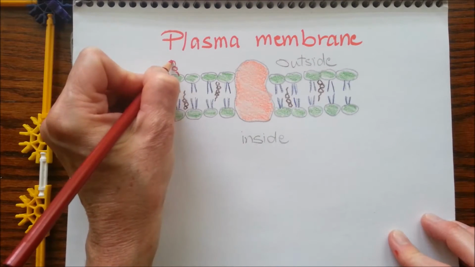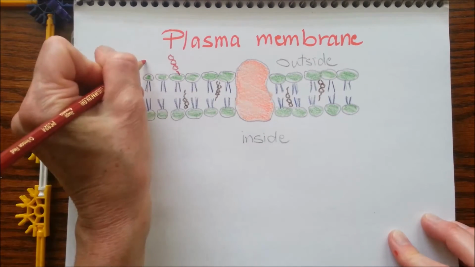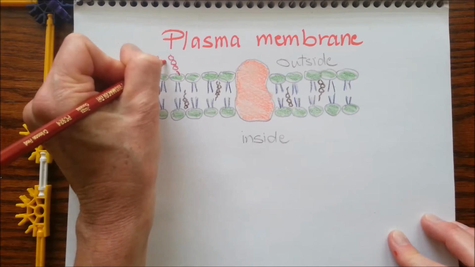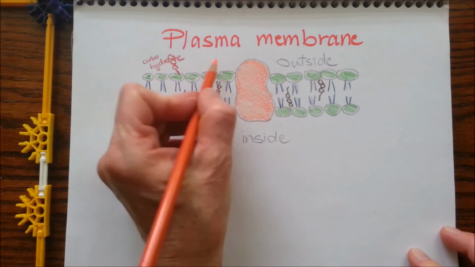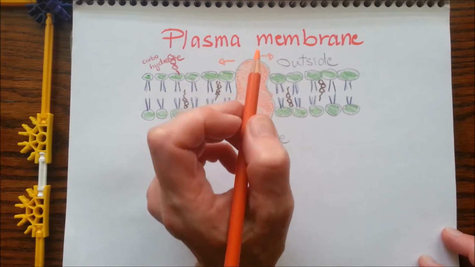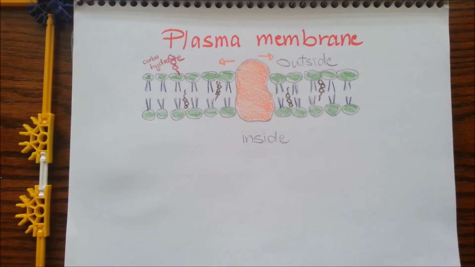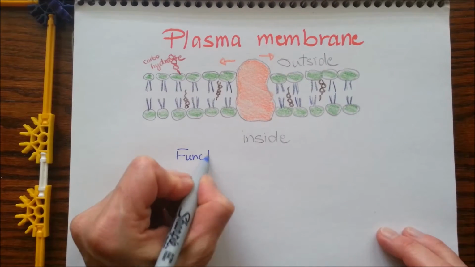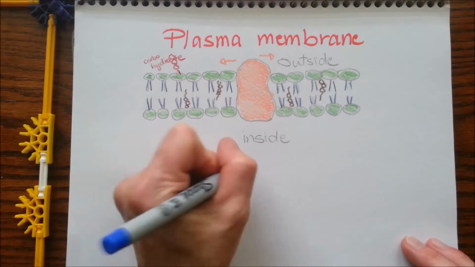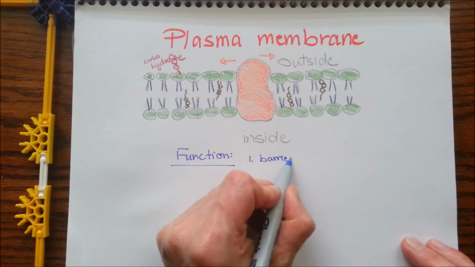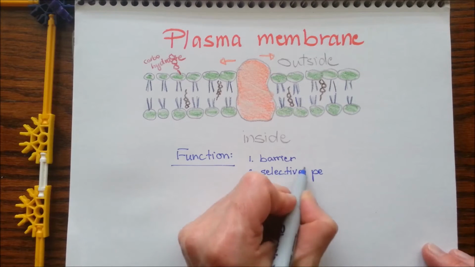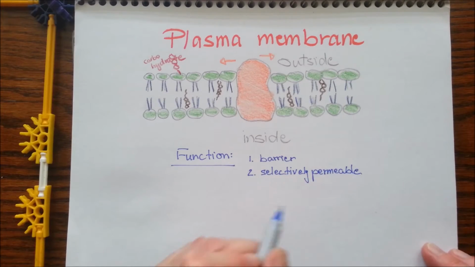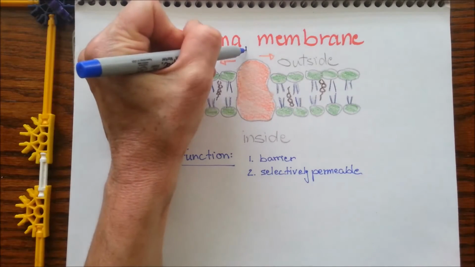On the surface, they have some sugar chains, or carbohydrate chains, that act as receptors or a communication tool between cells. The arrows indicate that these proteins don't stay stable inside the plasma membrane. It's kind of a fluid mosaic model. They can move left and right.